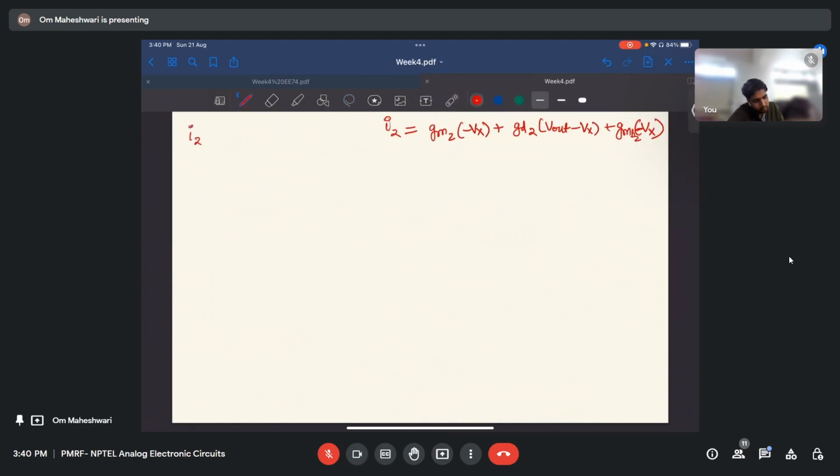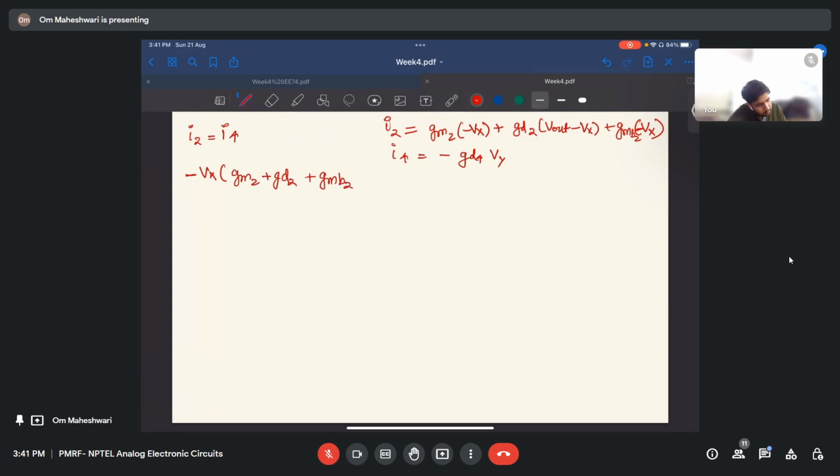So I'll do I2 equal to I4. I4 equals to minus GD4 Vy. Okay. So now I'll take minus Vx as common. GM2 plus GD2 plus GMB2. So we've taken this, and this. This we will take plus GD4 equals to minus GD2 V out.